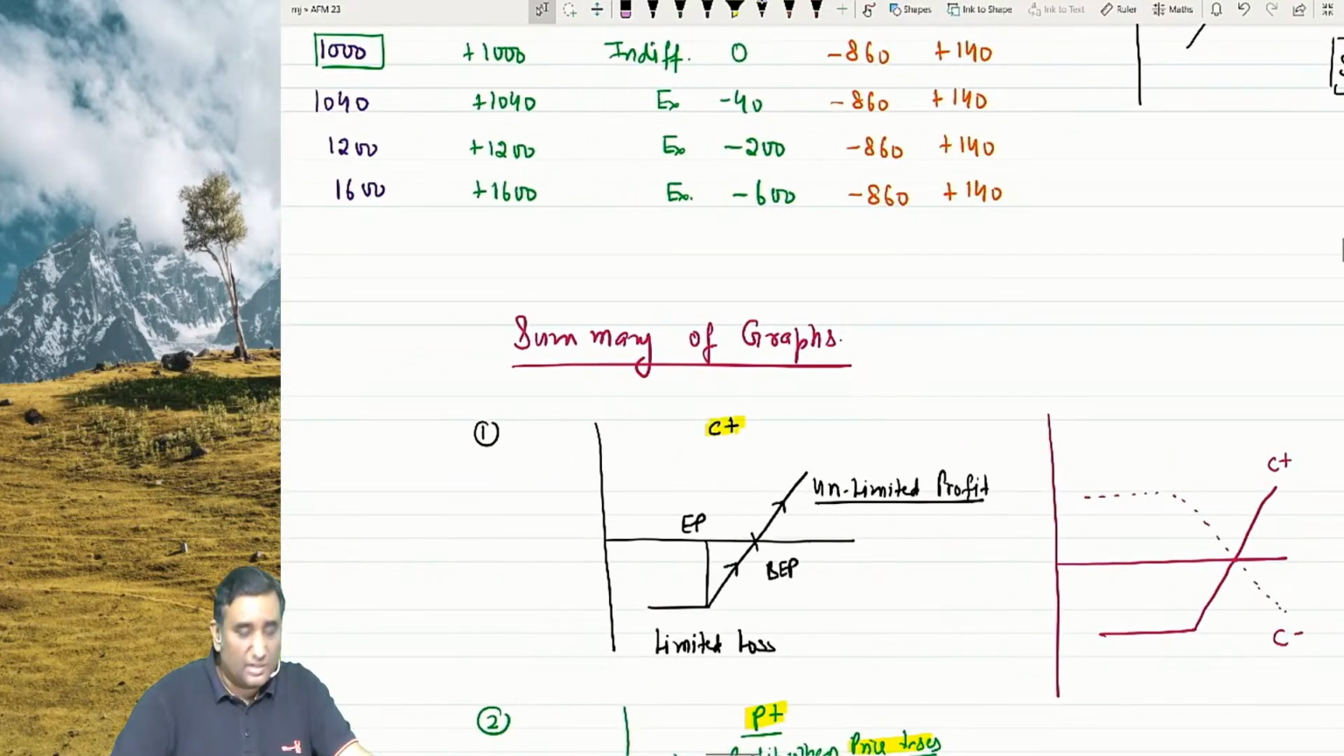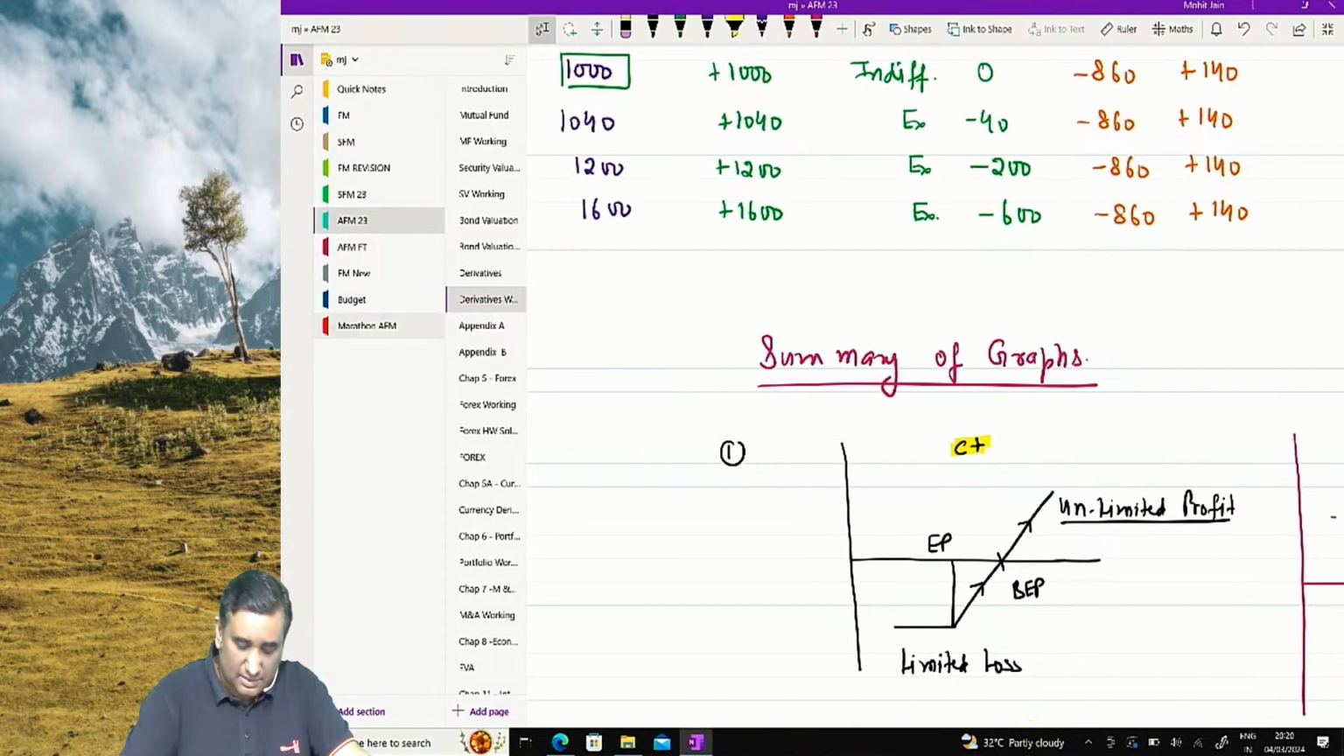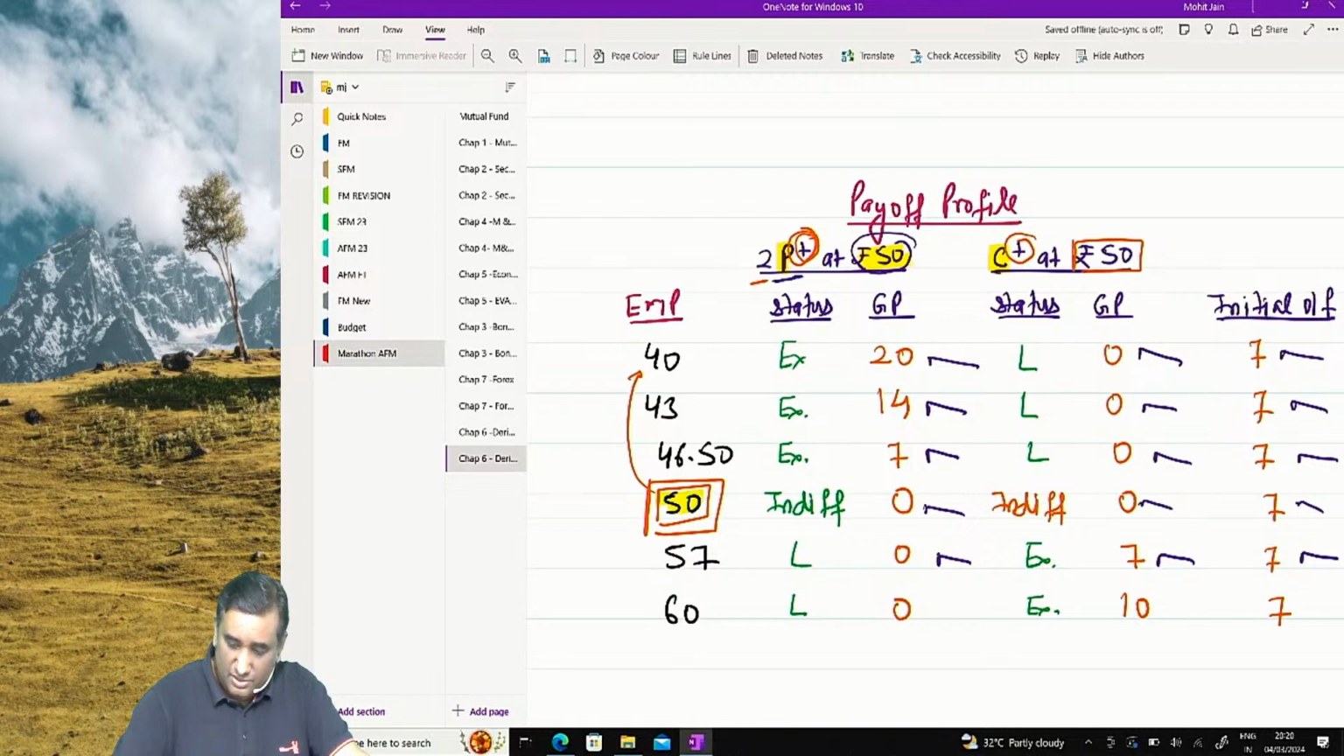This was just to tell you that graphical presentation is important to understand the break-evens: profit after what level, loss below what level, and what comes out. Next, I would have shared a sheet with you.